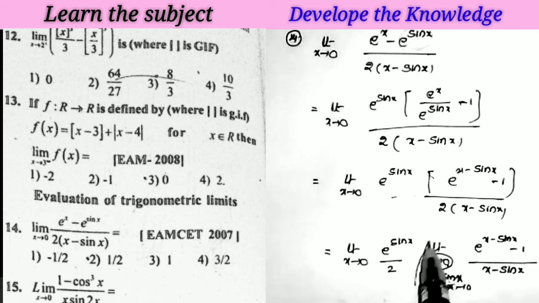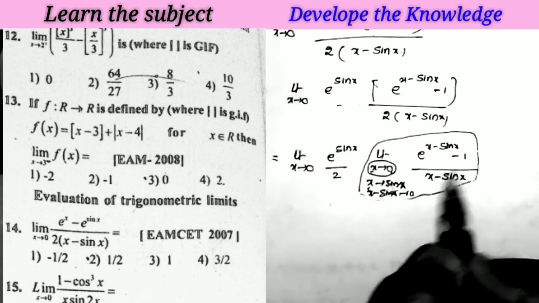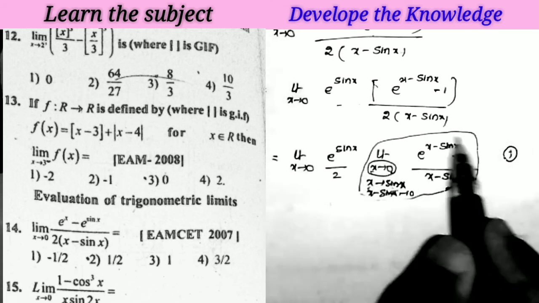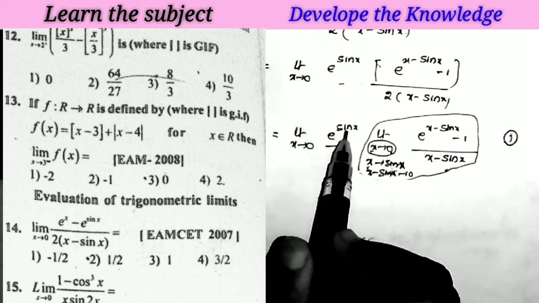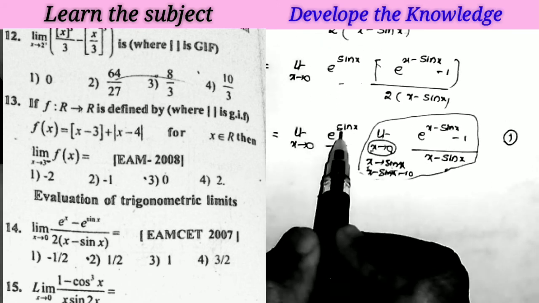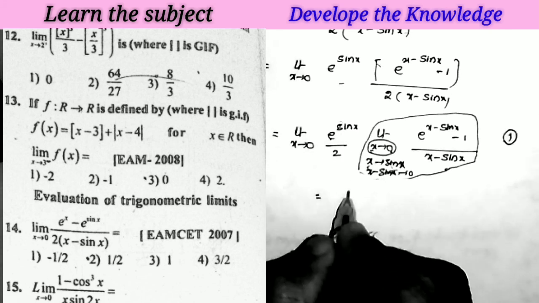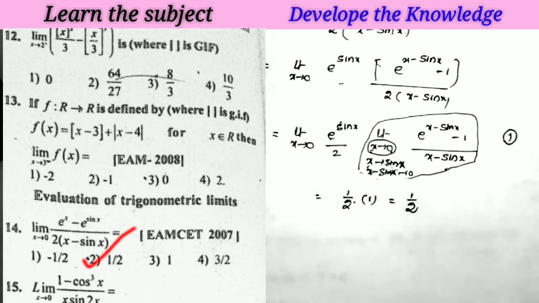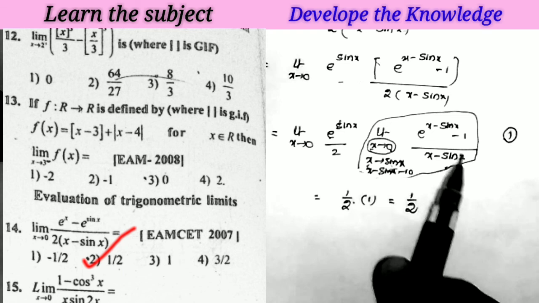Now clearly this is in the form of limit x tends to 0 of (e power x minus 1) by x. What is the value of e power x minus 1 by x? The answer is 1 here. So this total part's answer is equal to 1. And for the other part, replacing x equal to 0, sin 0 is equal to 0, e power 0 is equal to 1. So the answer is 1 by 2 into 1, that is equal to 1 by 2. That's all. This is the direct formula: e power x minus 1 by x is equal to 1.